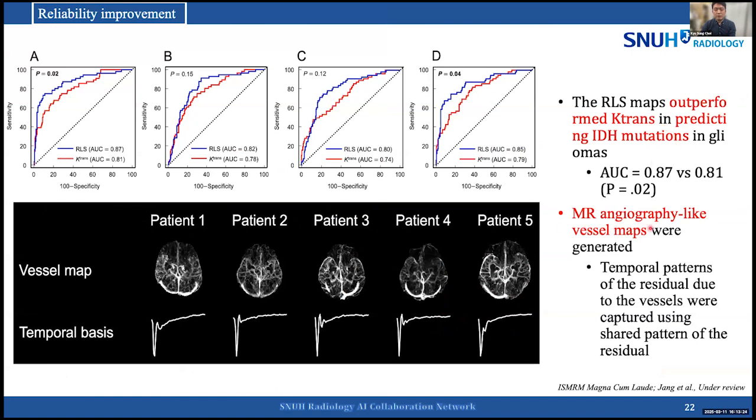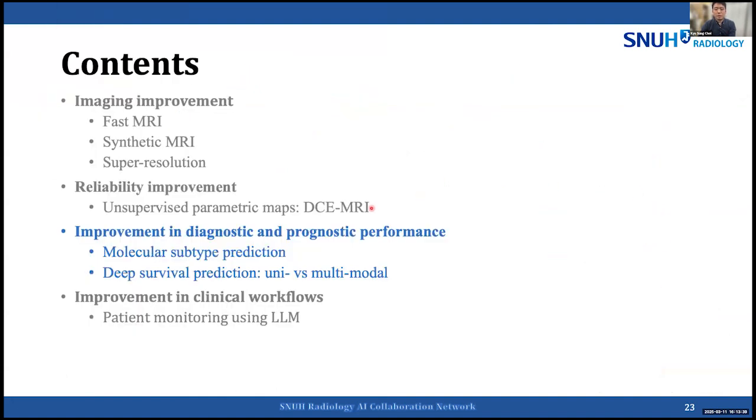Interestingly, MR angiography-like vessel maps were generated because temporal patterns of the residual due to the vessels were captured using the shared pattern of the residual, which confirms the robustness of the perfusion model. Let's move on to the diagnostic and prognostic performance.